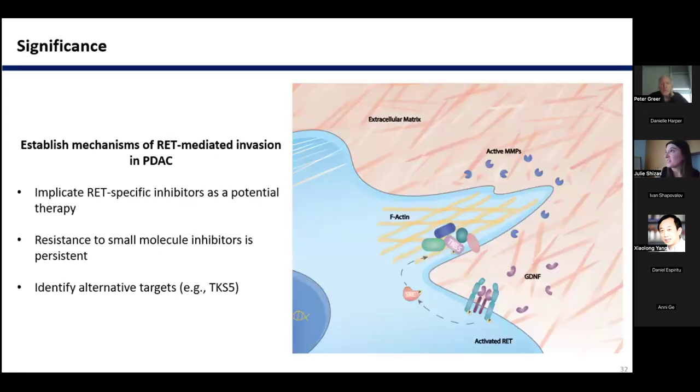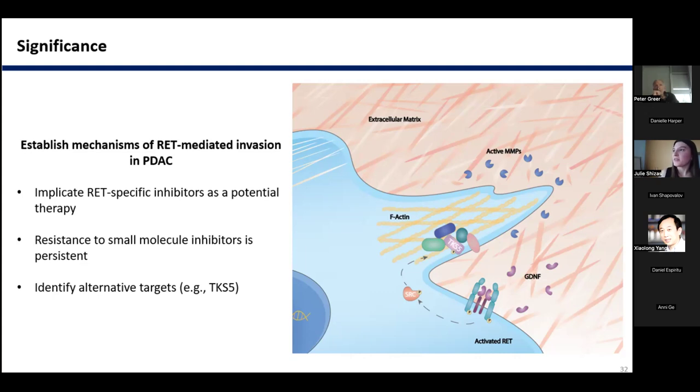Finally, this brings me to the significance of my project. I'm hoping to establish mechanisms of RET-mediated invasion in PDAC and to better explore these cellular mechanisms. So I'm looking to perhaps implicate RET-specific inhibitors as a potential therapy for RET-expressing PDACs. Of course, these have to be further validated using in vivo models, but then after that, and after Larissa's work, it may be something that helps impede perineural invasion, which would be really interesting.